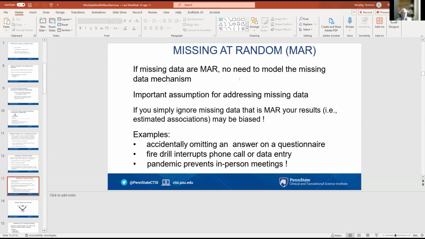What are some examples? Well, accidentally omitting an answer on a questionnaire, or a fire drill interrupts something. In one study I'm working on with colleagues from Penn State and USC, we actually lost follow-up because of the pandemic. You remember when folks weren't allowed to come in person, in different places. So the point there is that the reason they're missing data is not at all related to the values that would be recorded.